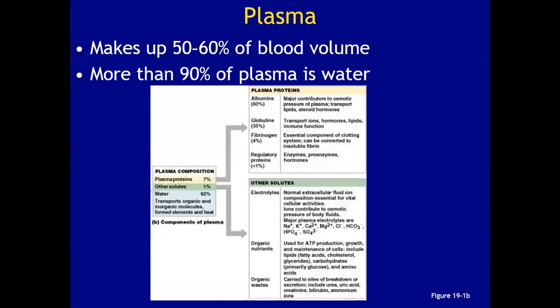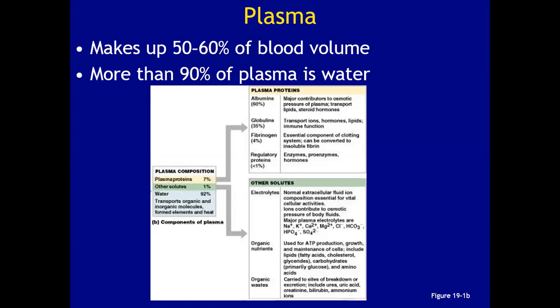Okay, so let's break this blood down into its different parts. Let's start with the plasma. Plasma makes up 50 to 60% of blood volume. And you can go back and look at that centrifuge slide where we had done fractionation. We wanted that plasma to represent 50 to 60%.